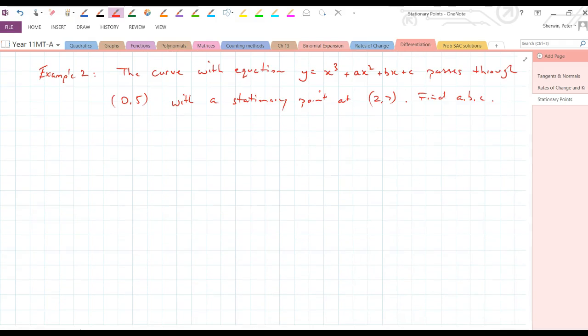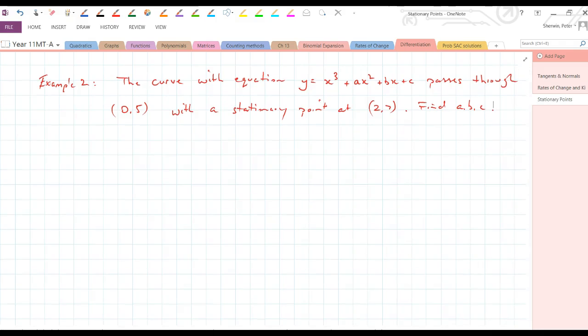Okay, so our second example and last example is just a different type of question. Let's have a read through this. The curve with equation y equals x cubed plus ax squared plus bx plus c. Right, so they're not giving us the full equation here. We're going to have to find some stuff out. Passes through 0, 5. So it gives us a point that it passes through. That's going to be useful. With a stationary point at 2, 7. They're giving us the stationary point.